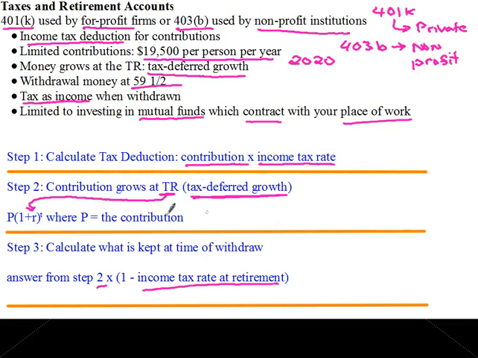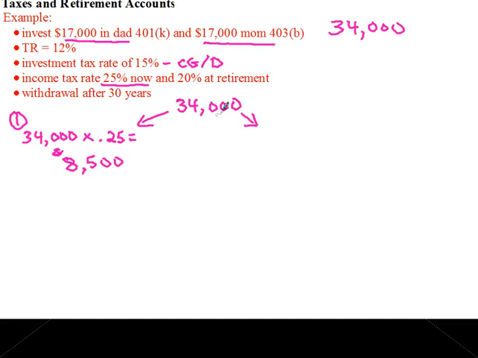So now we're actually going to look at the money that's in the 401k and 403b. We're going to take our contribution, and that contribution is going to grow at the full total return. That's going to be my R raised to the T power, which is going to be 30 years. So let's go back and look at this. P times 1 plus R to the T. My P is going to be the 34,000.